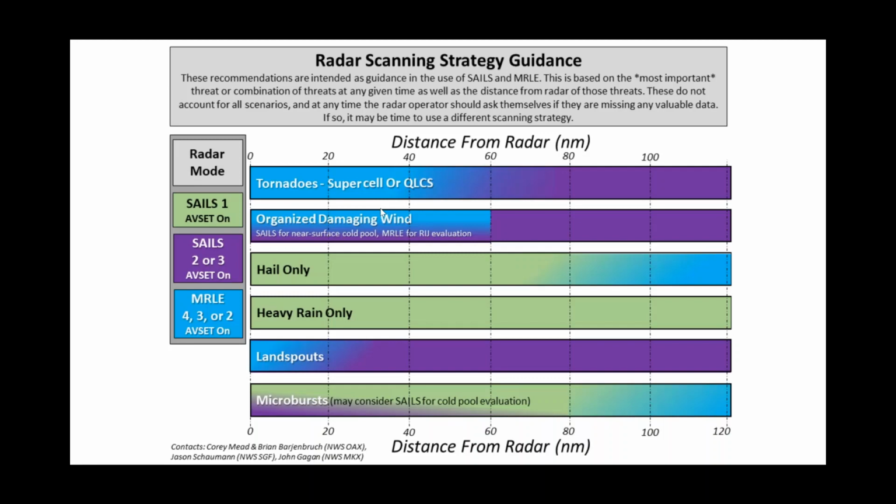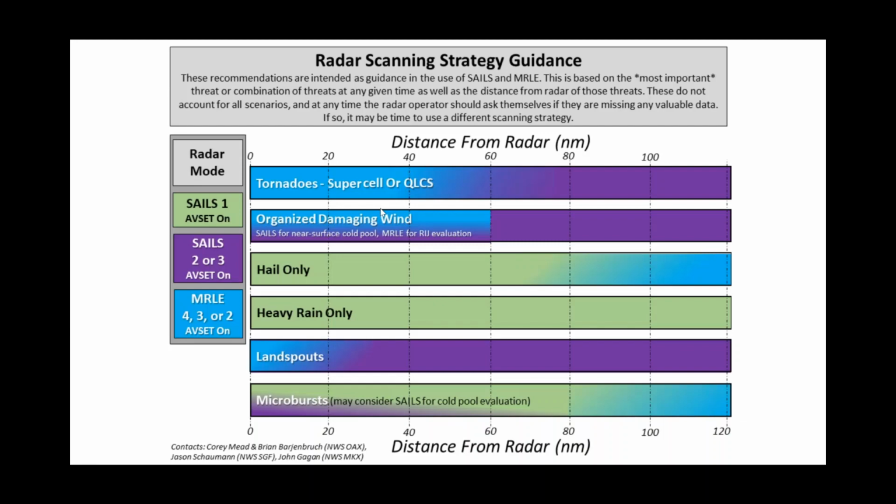And so this is just a one-page quick reference, and it's quick and dirty, and it's not perfect. It's far from perfect, in fact. And that's why I strongly encourage, even up in this gray box at the top, at any time, the radar operator should ask themselves if they are missing any valuable data. If so, it might be time to change scanning strategies. But at least for now, hopefully these colors stand out for everyone.